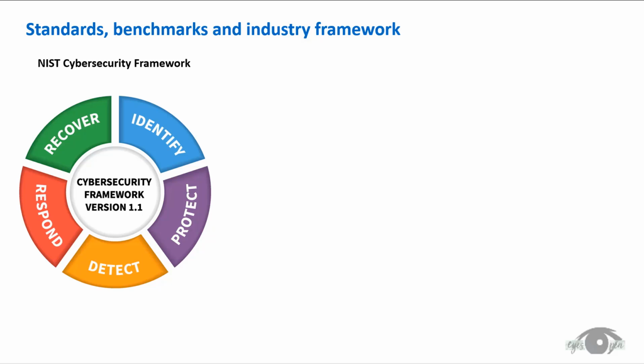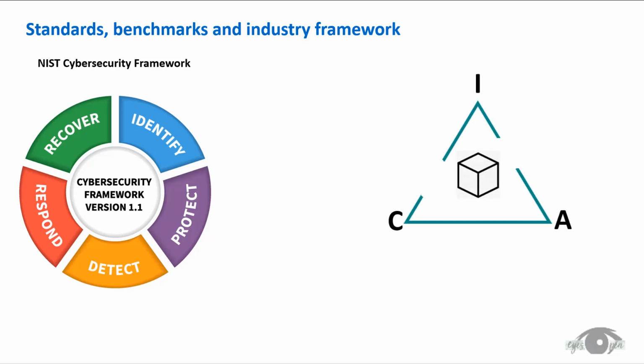The NIST CSF organizes security controls into 5 key functions. We will only discuss here an interesting aspect of the NIST CSF and not its whole. For more information you can go to the NIST website. Let's go back to our modeling of the object to be secured. To guarantee its security, we must guarantee the CIA triad.